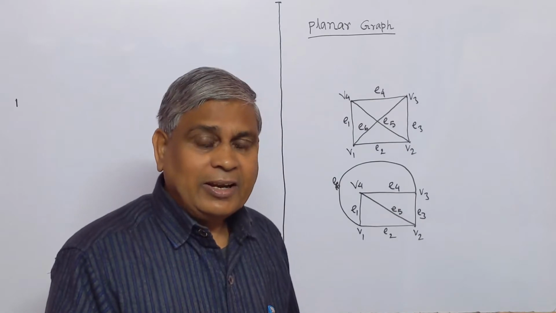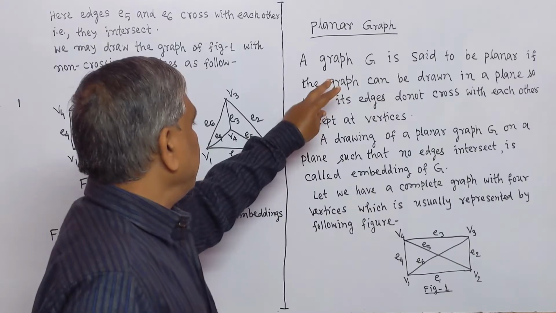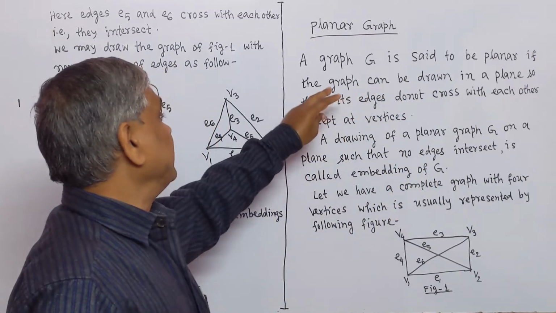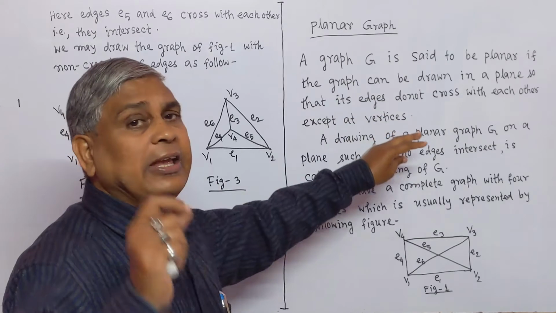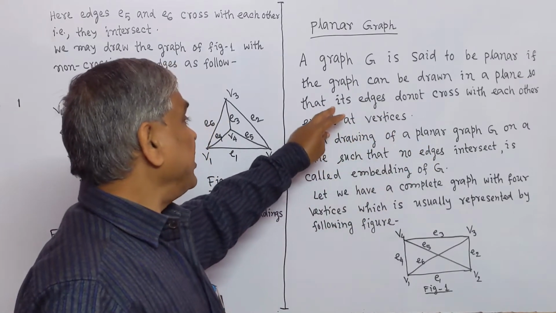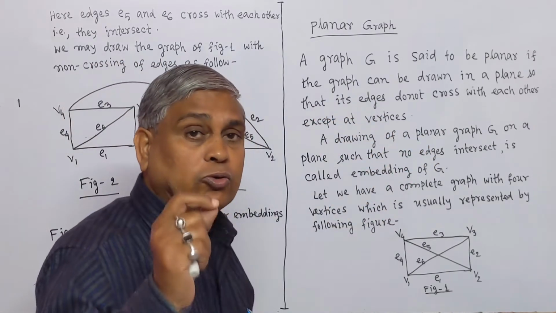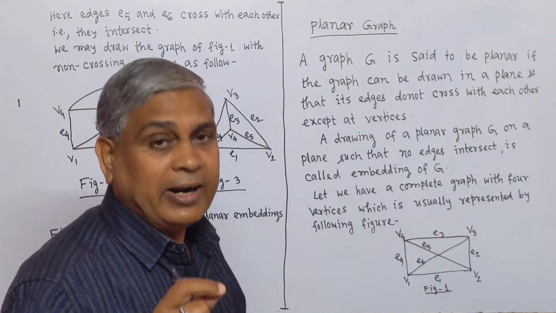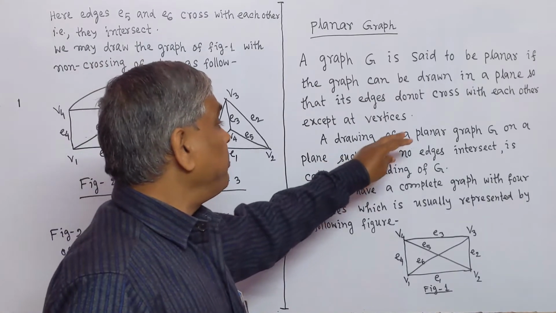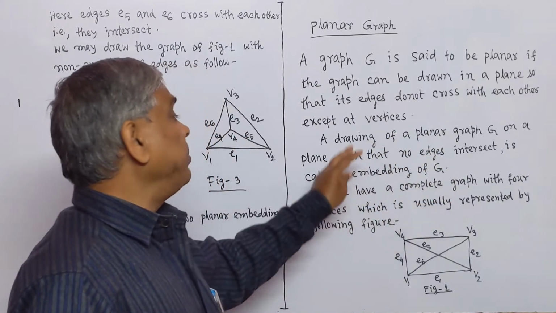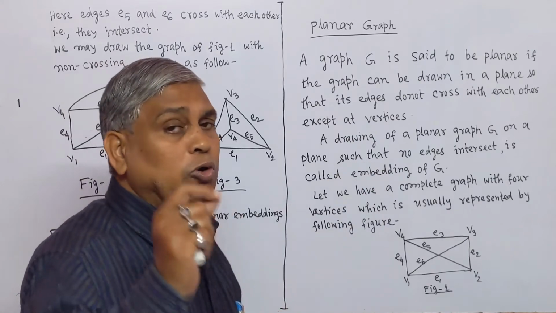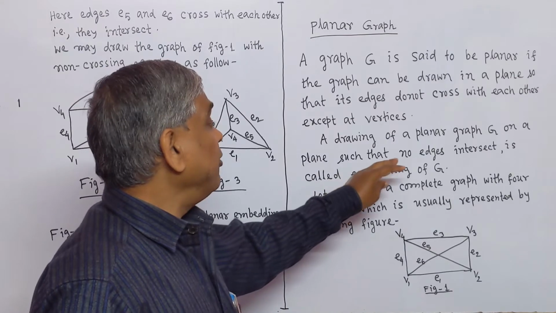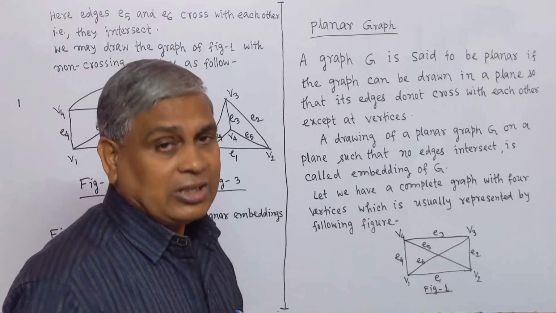Now we define the planar graph. A graph G is said to be planar if the graph can be drawn in a plane so that its edges do not cross with each other except at vertices. A drawing of planar graph G on a plane such that no edges intersect is called embedding of graph G.